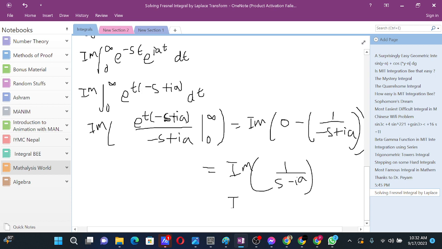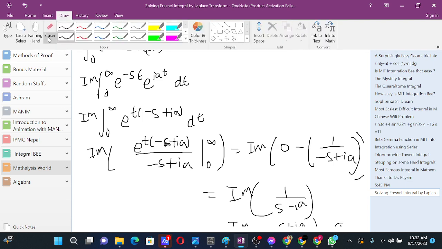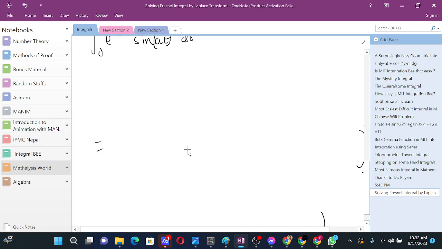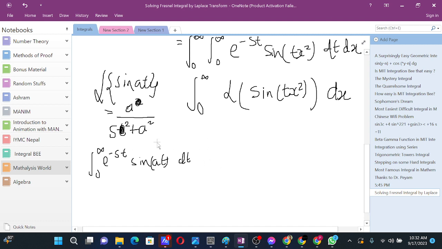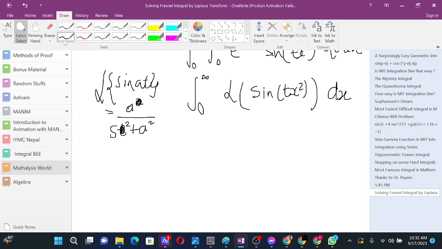Now we just rationalize this to get s plus ia by s square plus a square, and so we see that the imaginary part of this is just a by s square plus a square. Okay, so you have got why this is a by s square plus a square. Now after you have this, I'm going to erase all this. So now we know that the Laplace transform of sine of at is a by s square plus a square.